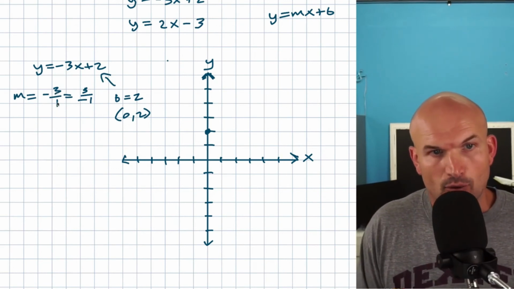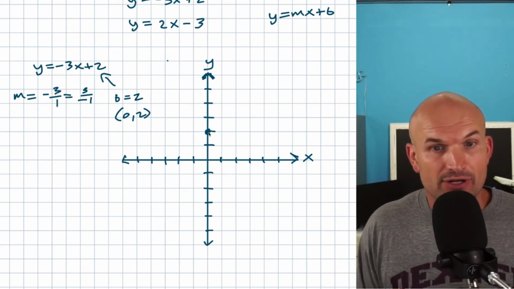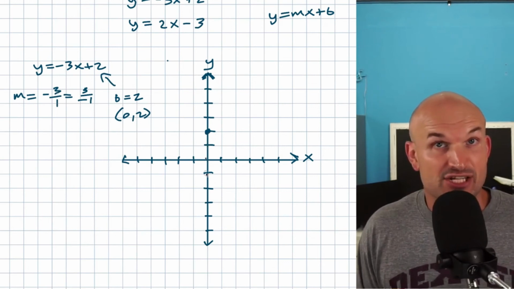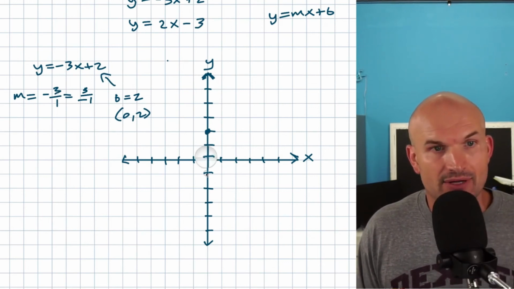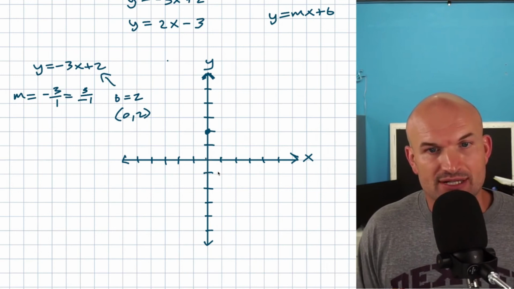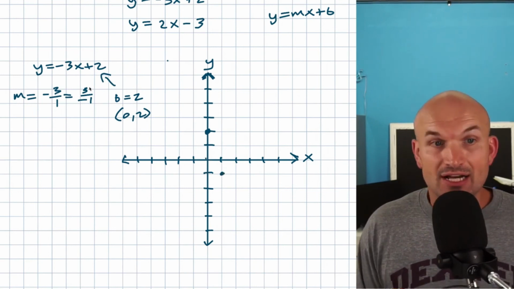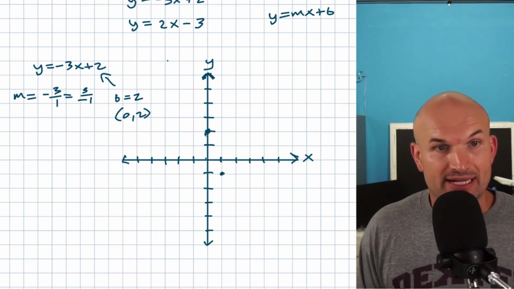So -3 would be going down 3 units: 1, 2, 3. The change in y is negative, so we go down. The change in x is +1, so that's over here to the right. We could also have done this one: up 3 and to the left 1.